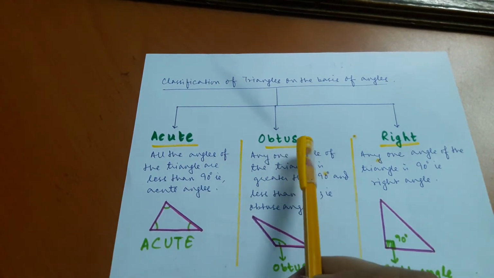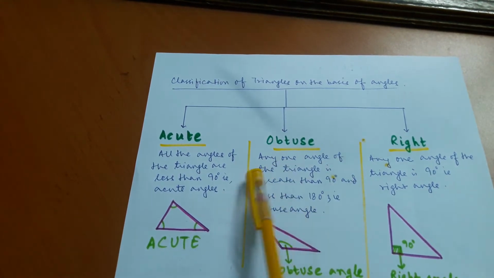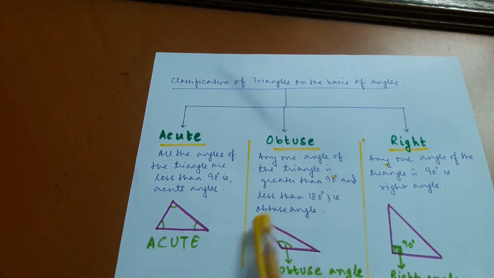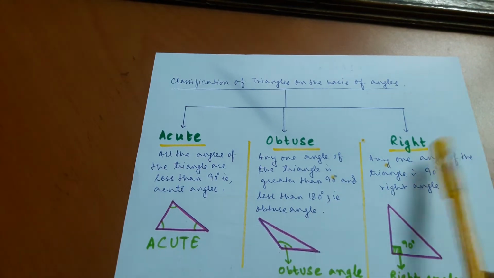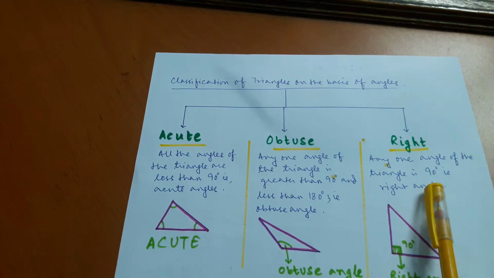Obtuse. Obtuse means, just as the name suggests, obtuse angle means the angle lies between 90 degree and 180. इसका मतलब any one angle of the triangle is greater than 90 degree and less than 180 degree. That is obtuse angle. And for right angle, any one angle of the triangle is 90 degree. That is right angle.